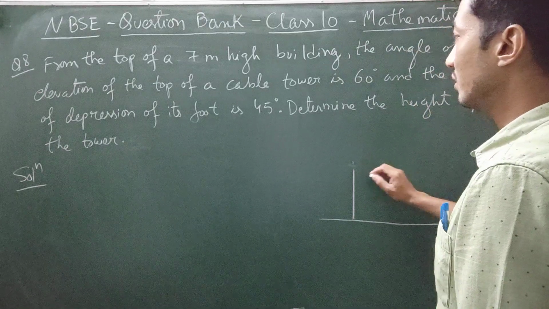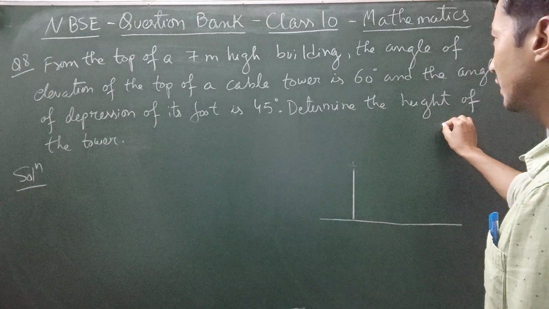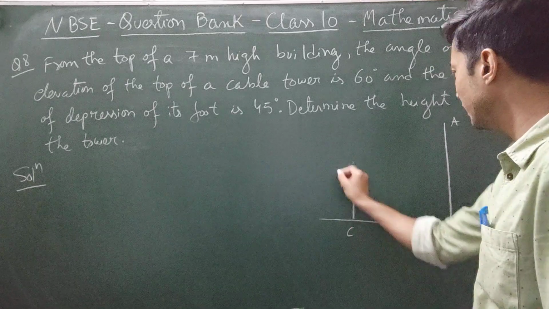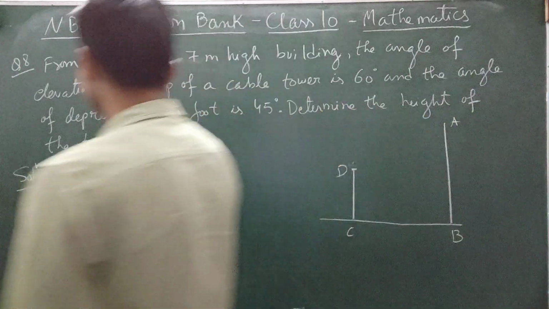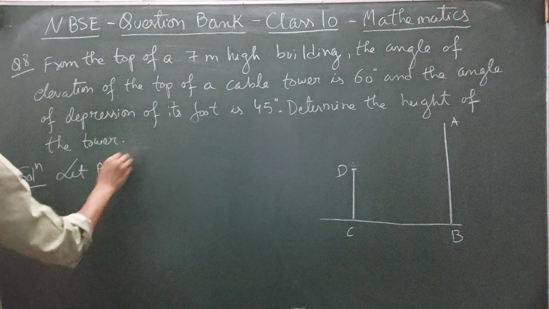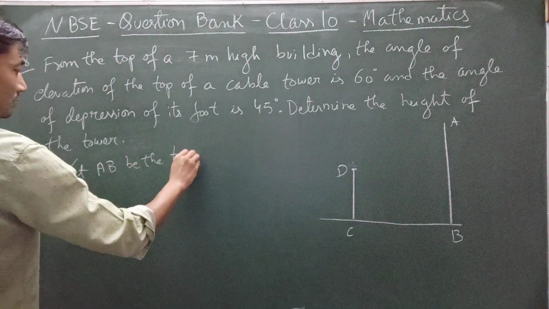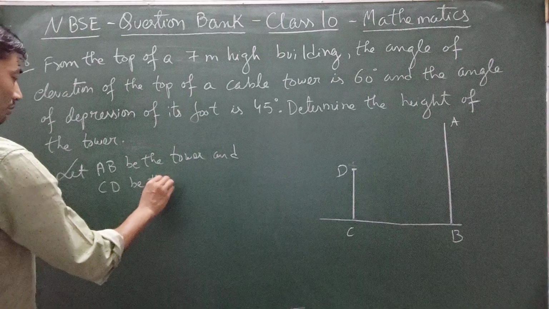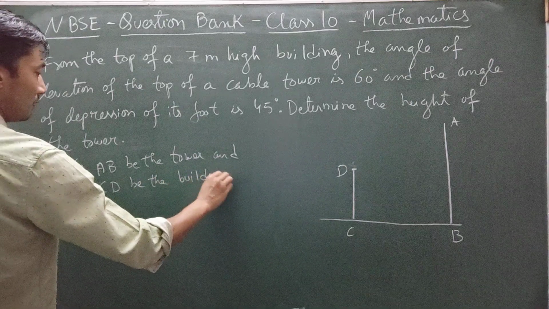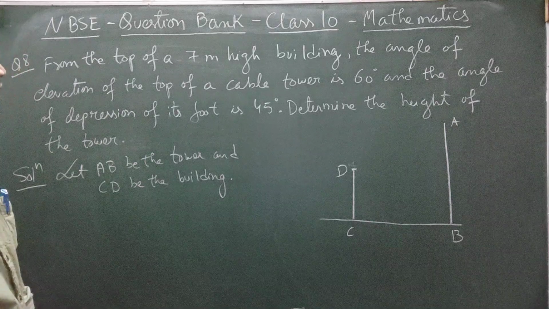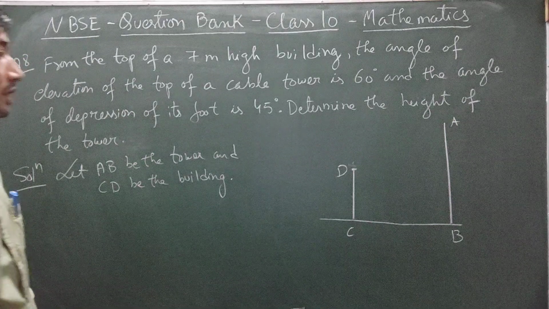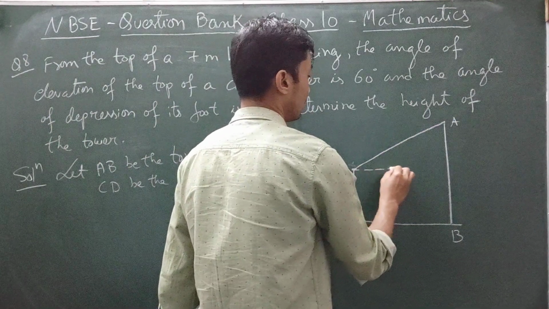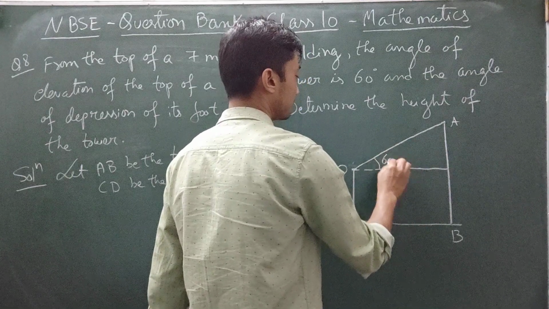The angle of elevation of the top of a tower. Let's say AB be our tower, CD be our building. Let AB be the tower and CD be the building. The angle of elevation of the top of a cable tower is 60 degrees.